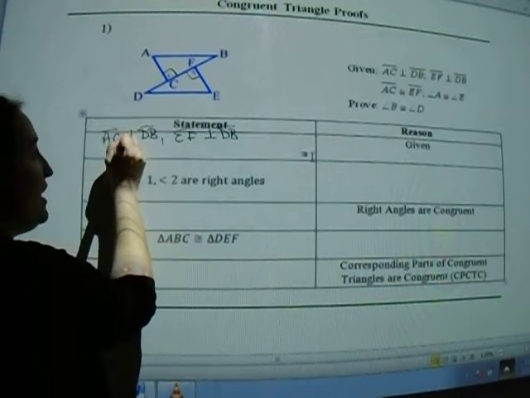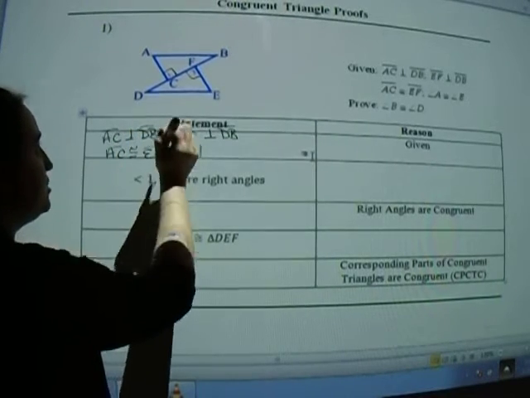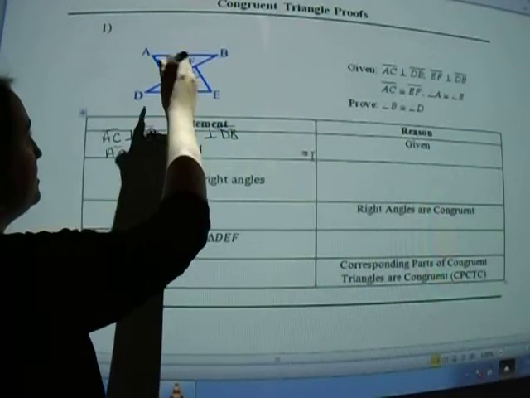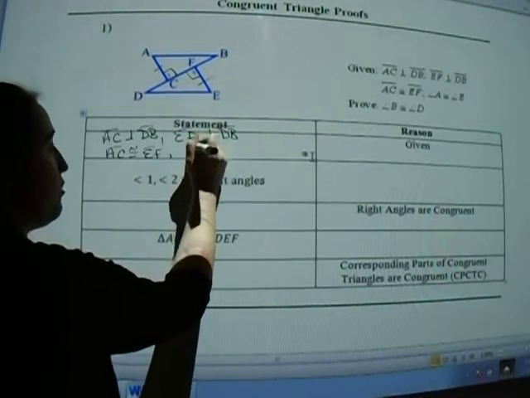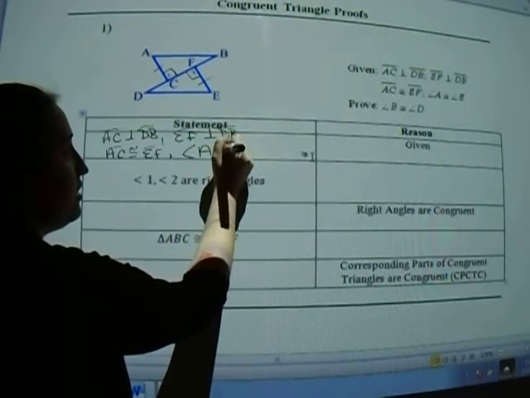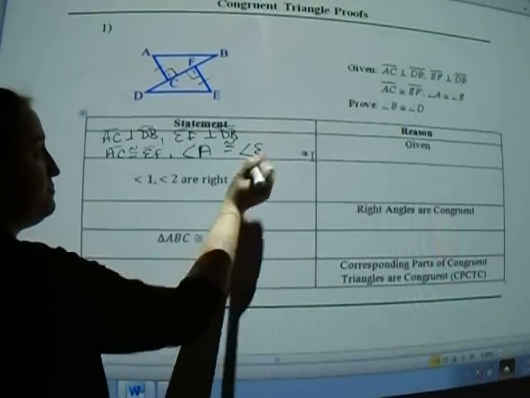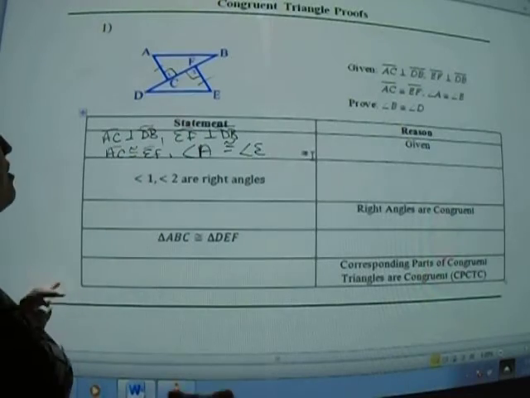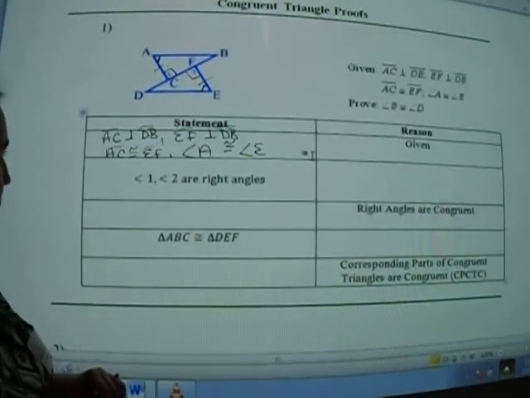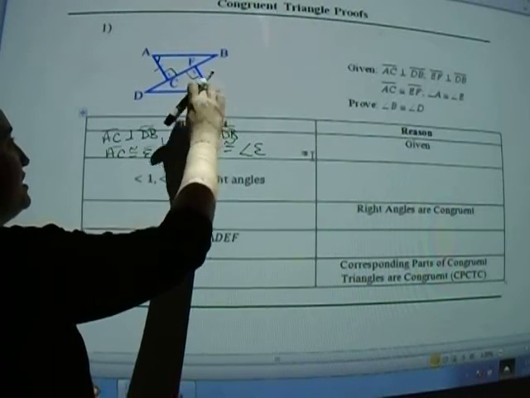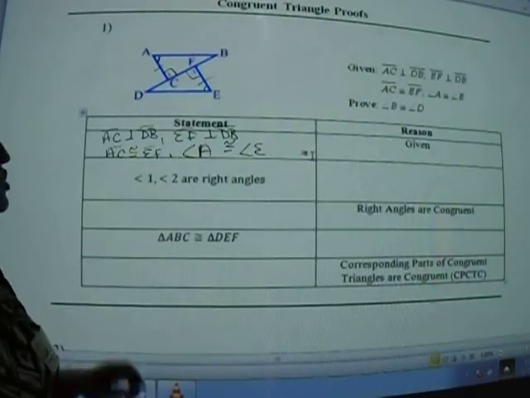We know line AC is congruent to line EF, so AC is congruent to EF, and we know angle A is congruent to angle E. Alright, so that's our given. Angle A is congruent to angle E. That looks like a right angle, it's not supposed to be. Angle E. Alright, so angle 1 and angle 2 are right angles.